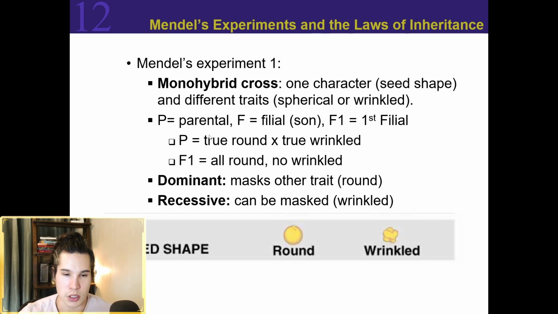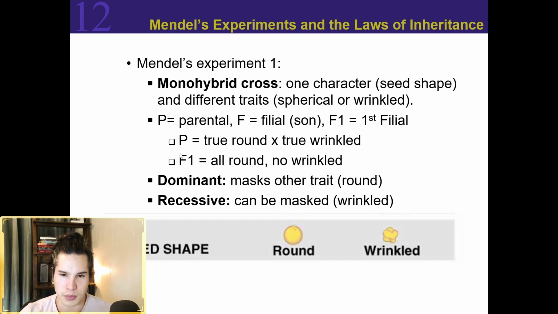So the P generation is the parental generation. The filial, so any kind of F generation, is just the offspring generation. So the first filial generation is the first set of offspring. So it's like, the P generation is the parental generation. They make the first filial generation, and then after that they're going to make the F2 generation, the second filial generation. So that'd be like the grandchildren, for example.